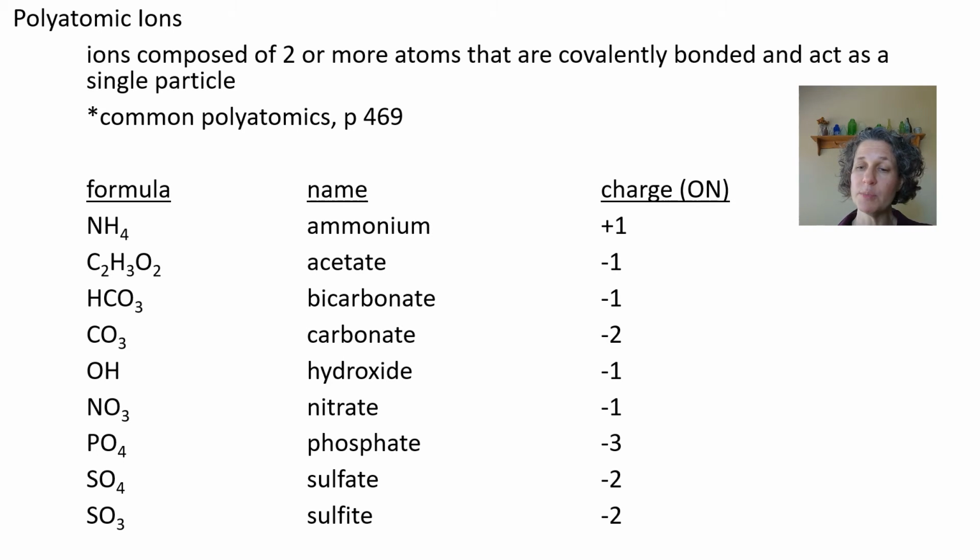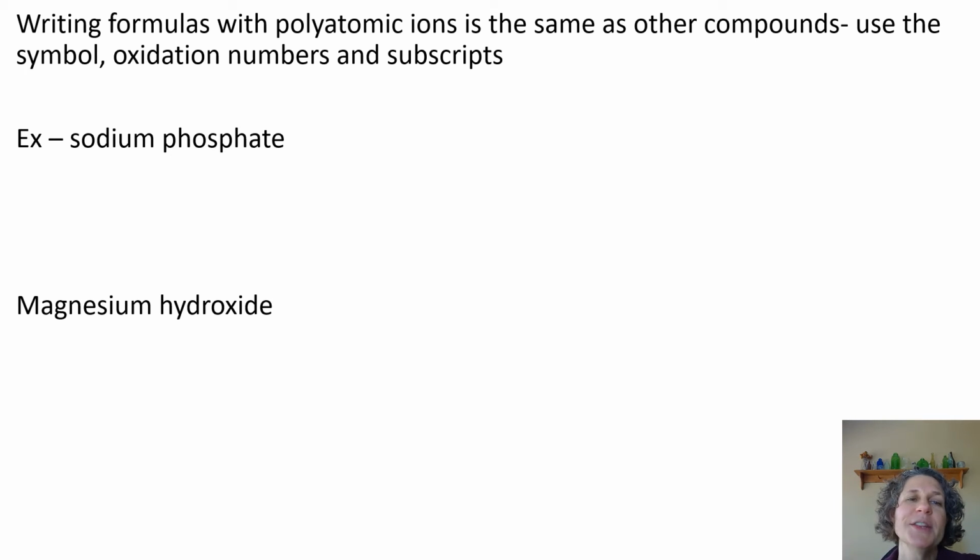And above the smartboard, I do have a shorter list of these, probably what I would consider the most common ones. But when you write formulas with these, you do everything exactly the same. You use the oxidation number to figure out how many you need, and you put the formula in. So this next page we'll look at a practice or two, maybe.